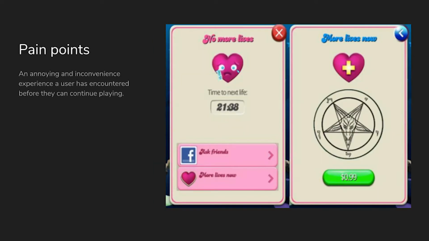Pain points, which is the Quora. It's like a blockage, right? It's just annoying and you want to keep going, so you pay for more lives. So that's the pain point. I would say Quora is using this strategy to get people to sign up.